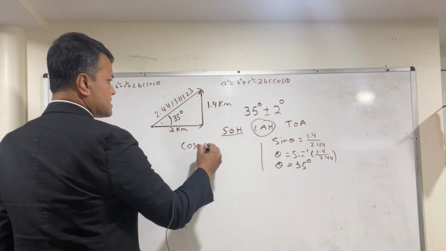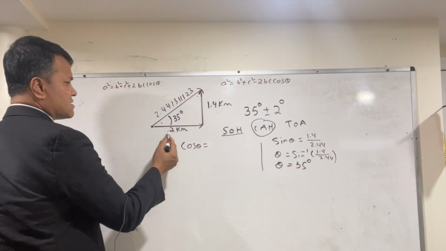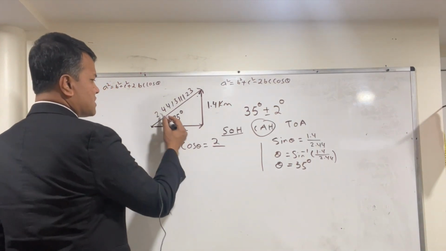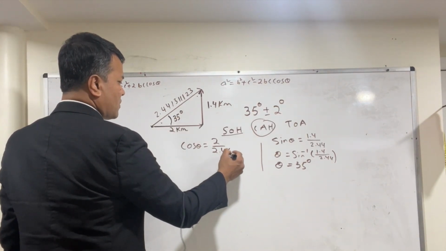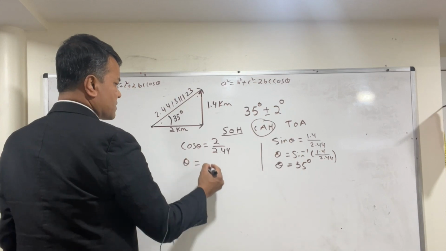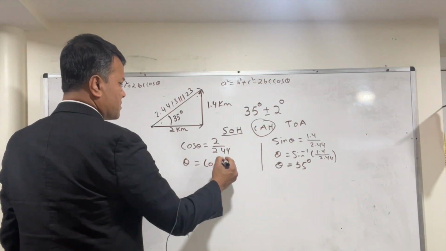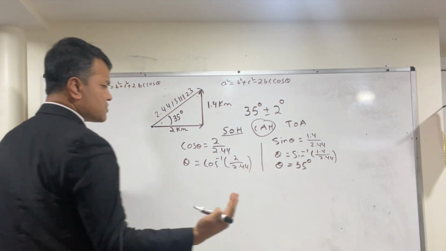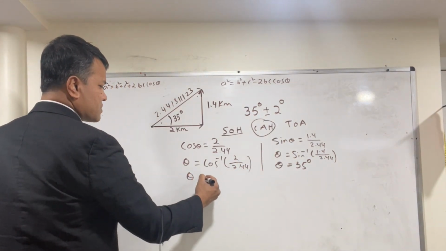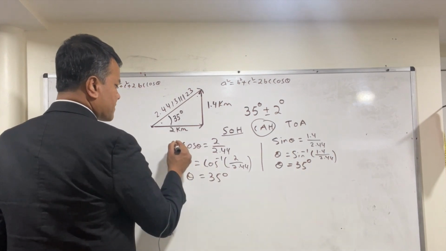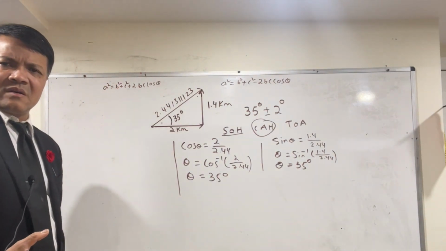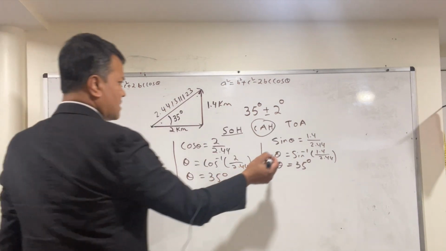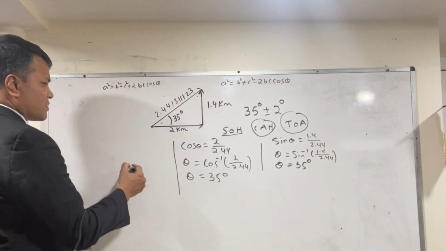Cosine theta is equal to adjacent over hypotenuse. Adjacent is 2, of course, and hypotenuse is 2.44. Theta is, of course, cosine inverse of 2 over 2.44. I will let you check this, but I know this is 35 degrees. You can even improve your confidence by doing it another way, because there's nothing wrong with that one as well.